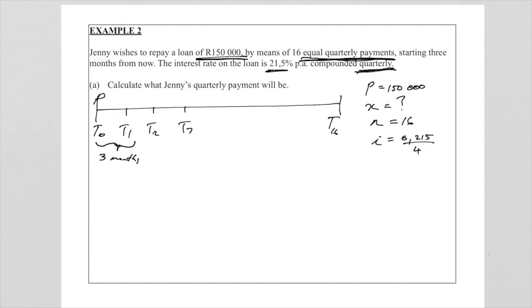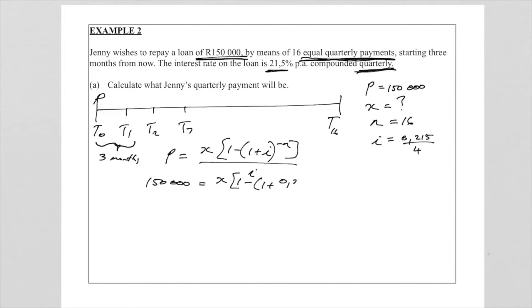So let's write down our formula and substitute, and see if we can work out what her quarterly payment will be. So P is equal to X times (1 minus (1 plus i) to the minus n) over i. My P is 150,000. X is what we want to calculate. So I get 1 minus (1 plus my i, 0.215 over 4) with an exponent of minus 16, over i, 0.215 over 4. All right, I hope you're still with me. That doesn't look like a 3, it's supposed to be a 3.